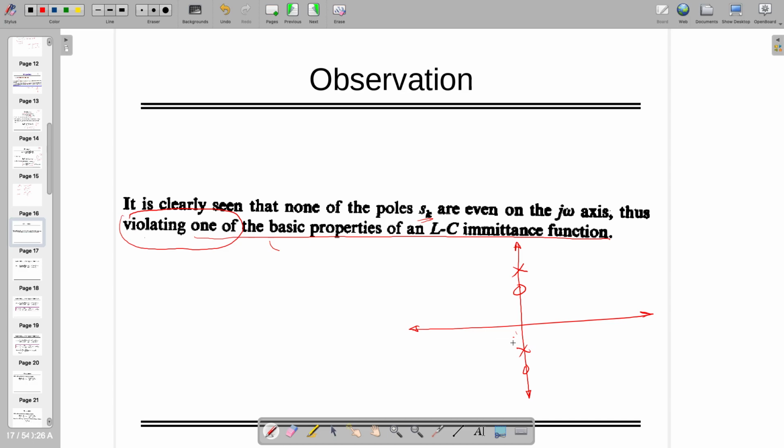Just to realize one thing, it might be either an inductor or a capacitor, because the impedance of an inductor is j omega L, and the impedance of a capacitor is 1 by j omega C. So this is only possible when all the roots are on the j omega axis. If they are not, then you cannot realize an LC impedance function. It might be anything else.